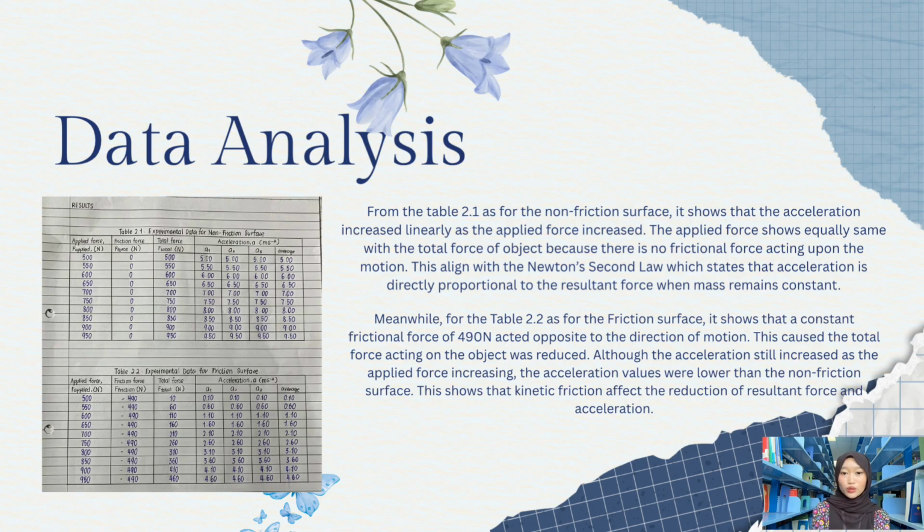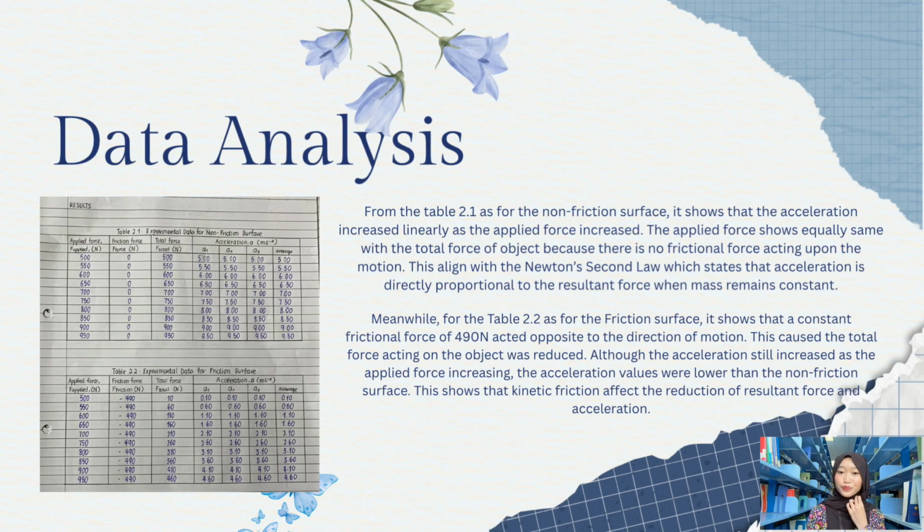Meanwhile, for table 2.2, as for the friction force, it shows that a constant frictional force of 490 Newton acted opposite to the direction of motion. This caused the total force acting on the object to be reduced. Although the acceleration still increased as the applied force increased, the acceleration values were lower than on the non-friction surface. This shows that kinetic friction reduces the resultant force and acceleration.